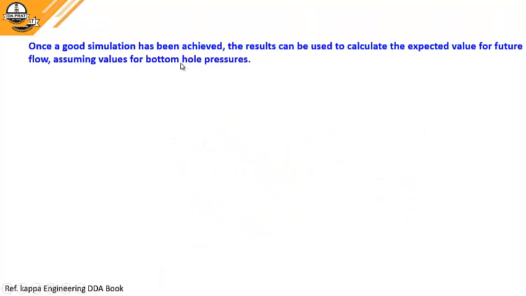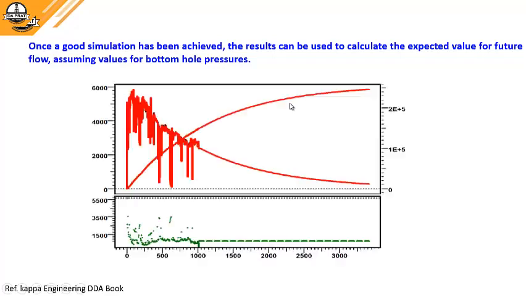And once a good simulation has been achieved, a good match, the results can be used to calculate the expected value of future flow, assuming values for bottom hole pressure. In this case, we're trying to, let's say, compete, if you want, with the classical decline curve analysis. That is an idea also that we will see later, how to get a forecast on the rates.